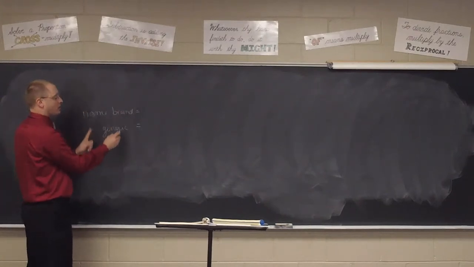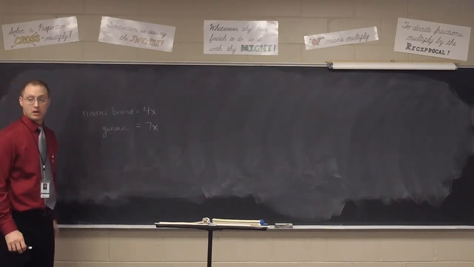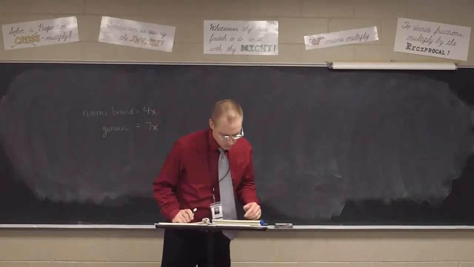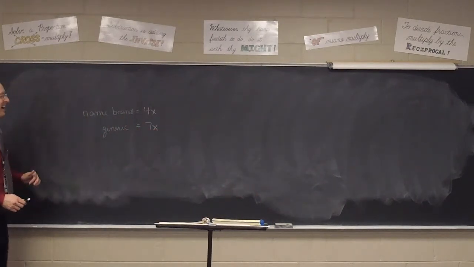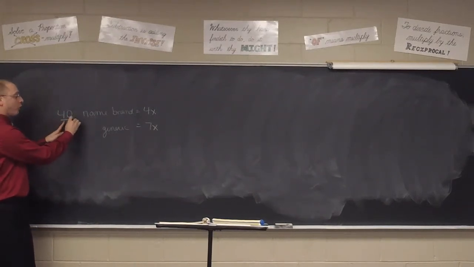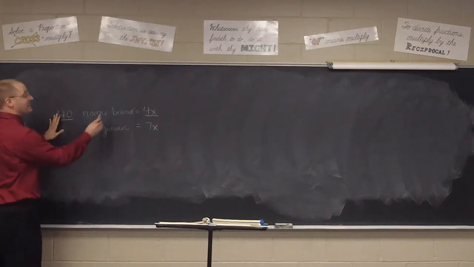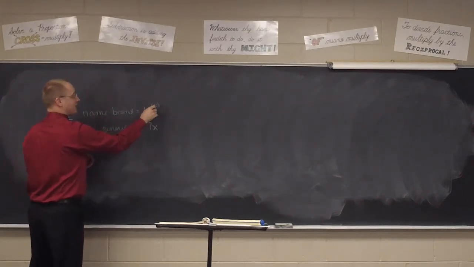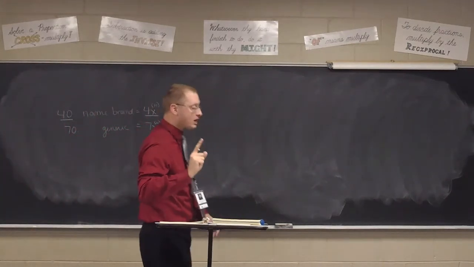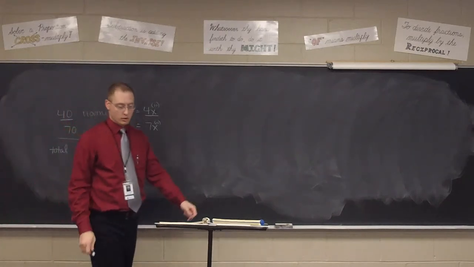So how should I represent my unknowns, class? 4x, 7x. What's the number we haven't used yet? 40. Is that name brand, generic, or total? That's name brand. I'm just going along with what Lana's saying here. So 40 is name brand and 4x is name brand. So what must x be, class? 10. 40 equals 4x, divide both sides by 4. We come up with x is 10, which means how many generic? 70. Is that what they asked? No, it asked how many total. So, well, that's easy enough. How many total? 110. Question on that?